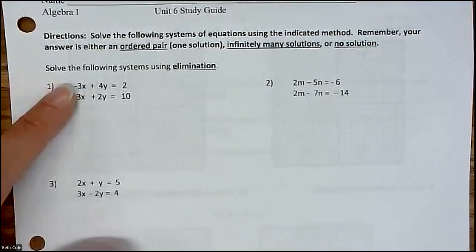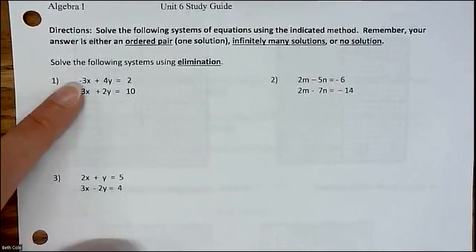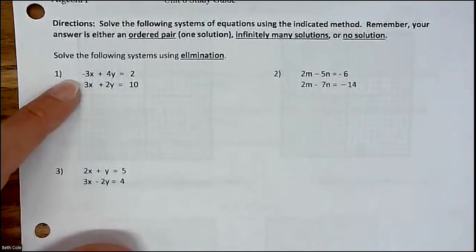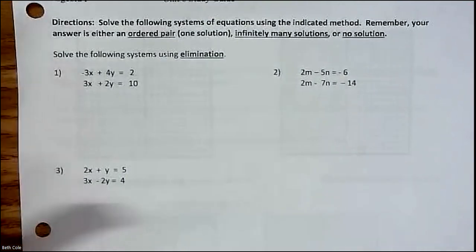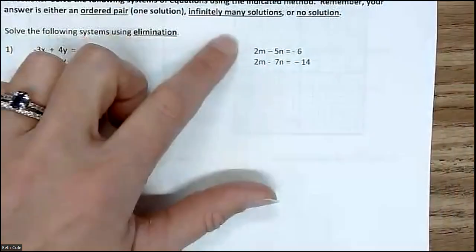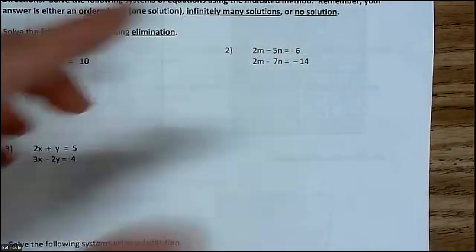I'm going to skip number 1 because that's the easiest one. It's already set up for you. What variable is going to eliminate without you even having to do anything? Yeah, okay, like the 3x, the minus 3x, and the plus 3x. So I'm going to leave that one for you guys. Over here, because the rest of these, we're going to have to manipulate them.